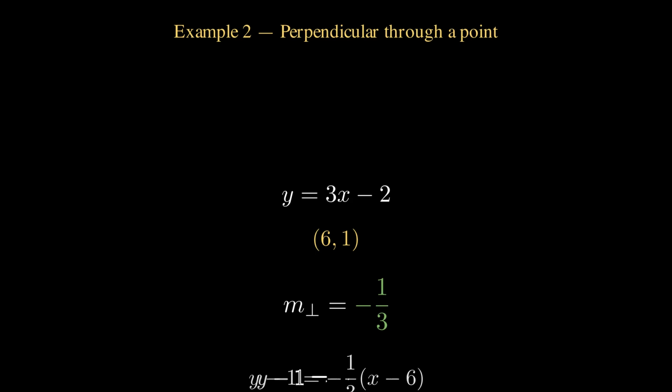Distribute -1/3 times x minus 6. That gives -1/3 x plus 2 on the right, because -1/3 times -6 is 2. Add 1 to both sides. The final slope-intercept form is y equals -1/3 x plus 3. Quick check: 3 times -1/3 equals -1. Not needed here, but the multiply-to-negative-1 idea still holds for the original slope and -1/3.